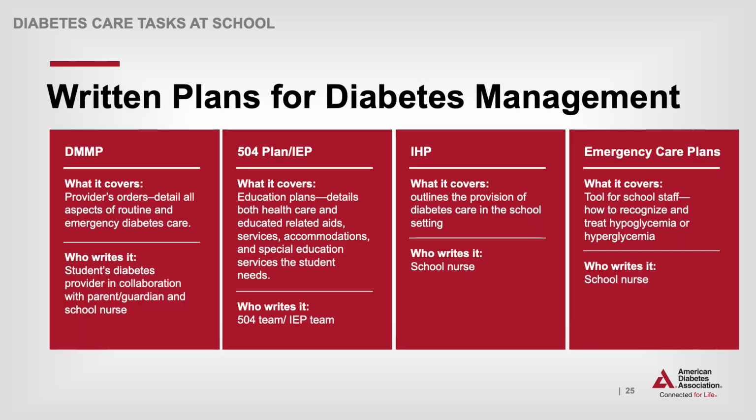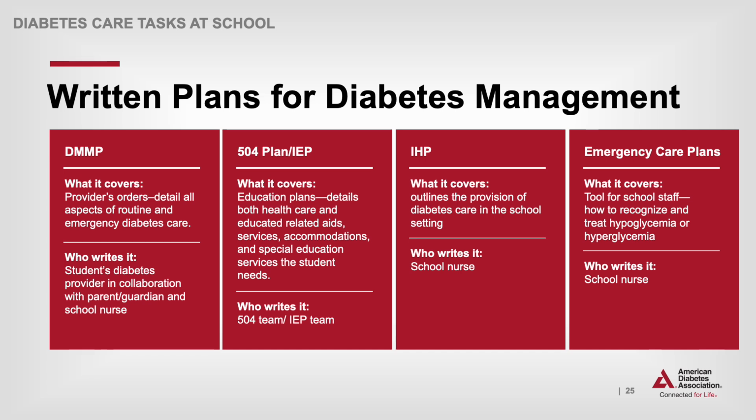How the DMMP will be implemented should be documented in a written accommodations plan, such as a Section 504 plan or individualized education program, and should also be included in the individualized healthcare plan. A Section 504 plan is a written plan developed for students who are eligible for services under Section 504 of the Rehabilitation Act of 1973. An individualized education program is a written plan developed for students who are eligible for services under the Individuals with Disabilities Education Act, or IDEA.